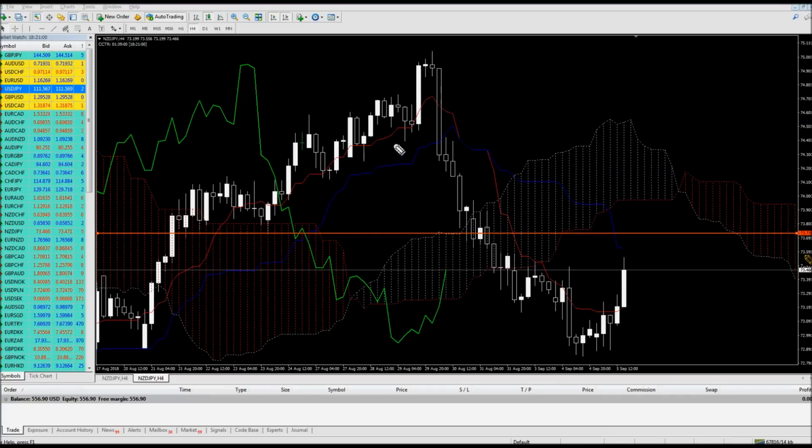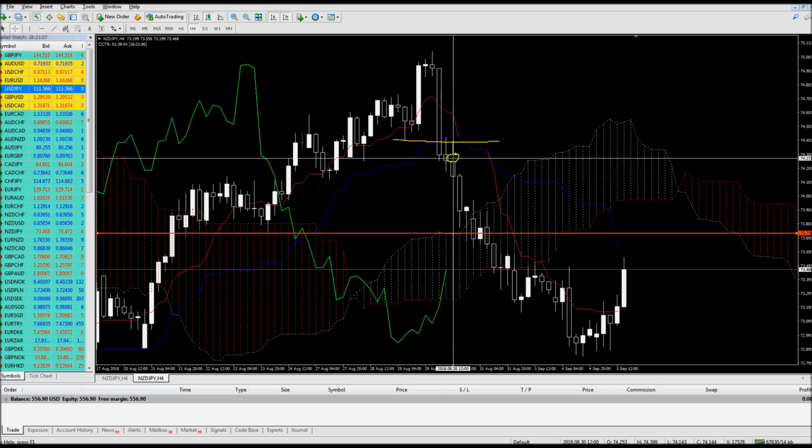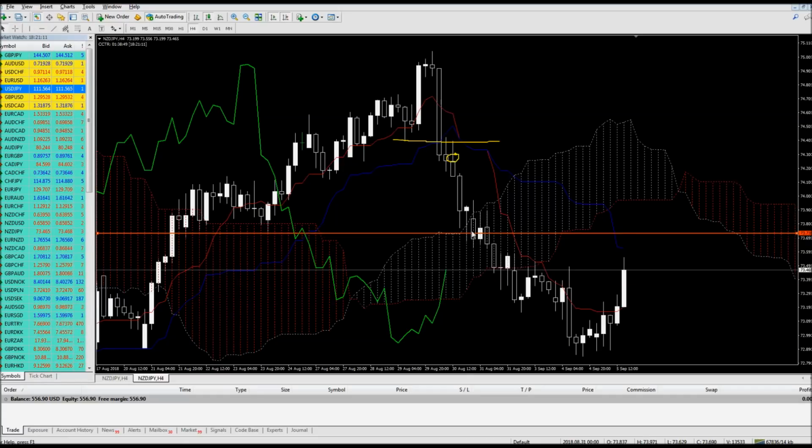So if I want to enter, as we said, it will be, for example, at this level. So let's see how many pips that would have given me. 52 pips, which is actually great for one day of trading.